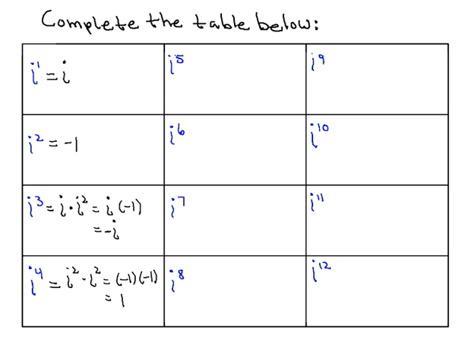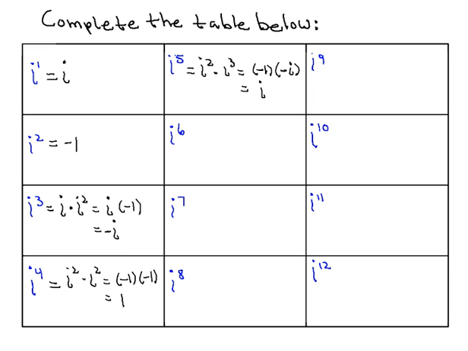Now moving to the next column, i to the fifth, we can again rely on previous powers of i to help us out here. We could think of this as being the product of i squared and i to the third, and i squared we know to be -1, and i to the third we know to be -i. So the product then would turn out to be +i, or i to the first.